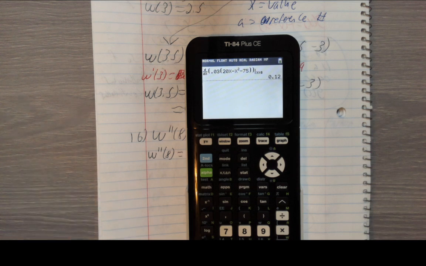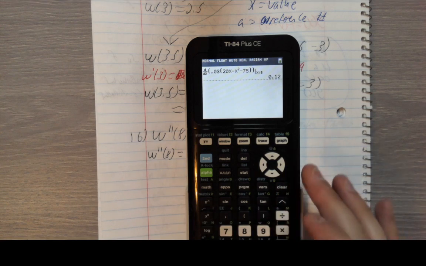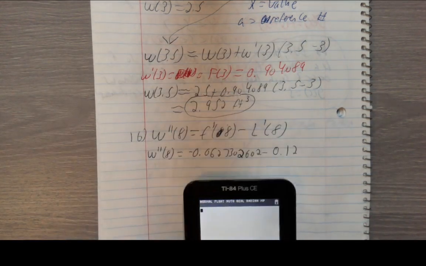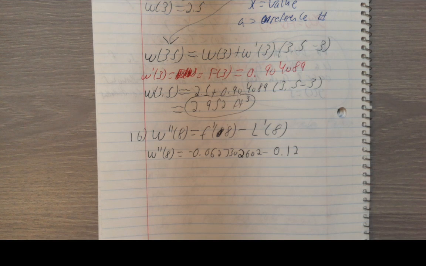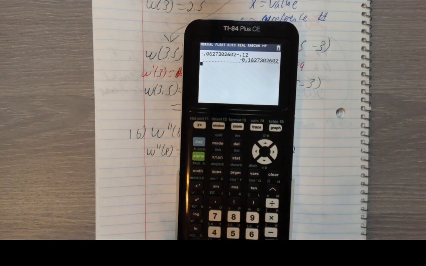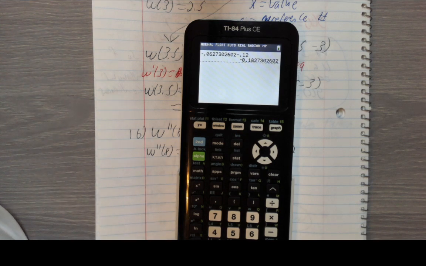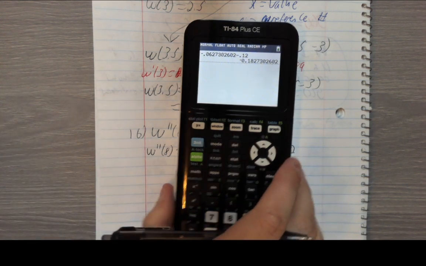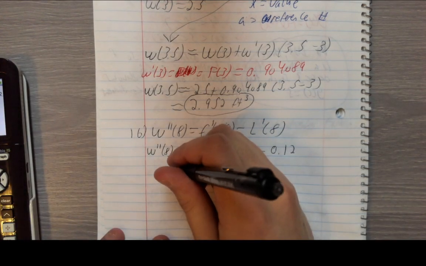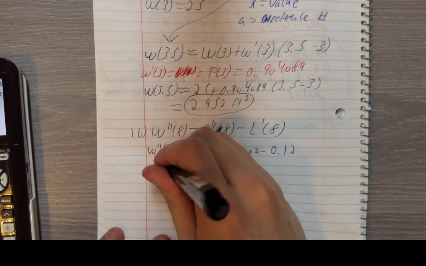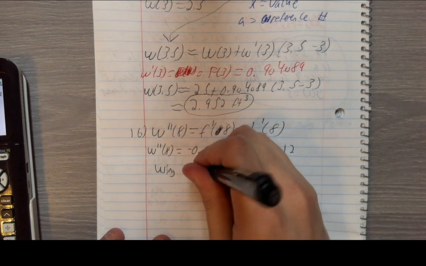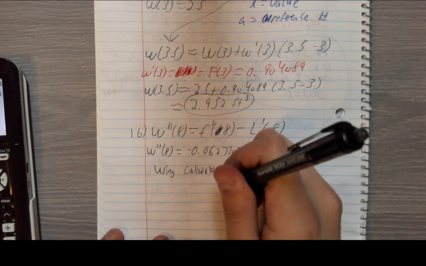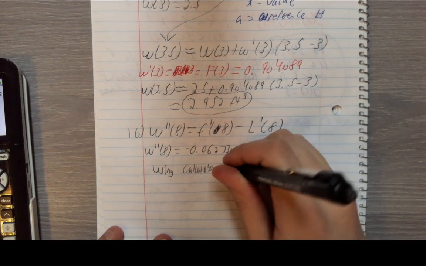So anyways, we got these two values. I'm going to put these in: negative 0.0627302 minus 0.12. And that's what I get, guys: negative 0.1827, which, remember, we can round to 3 decimal places. We're always going to do that on the AP test, guys. Always round to 3 decimal places. So negative 0.183.